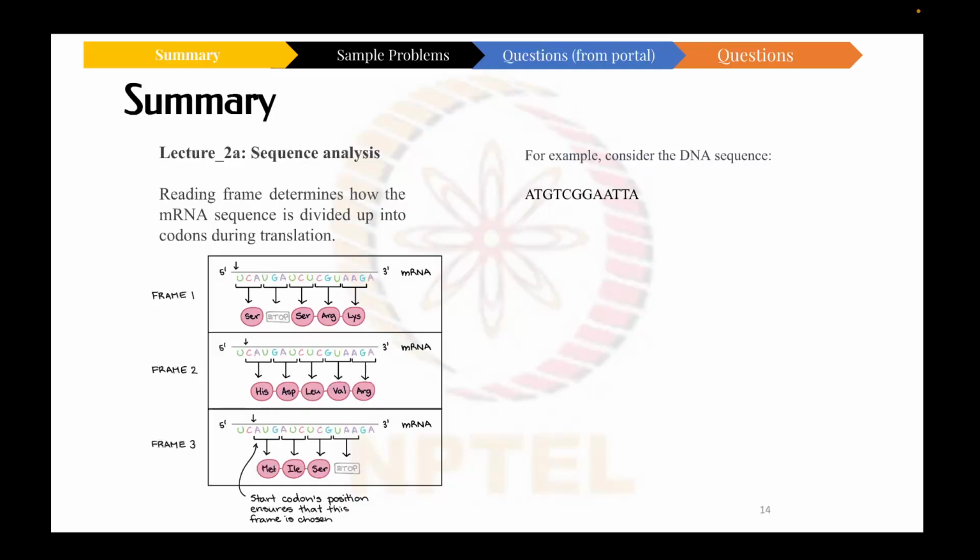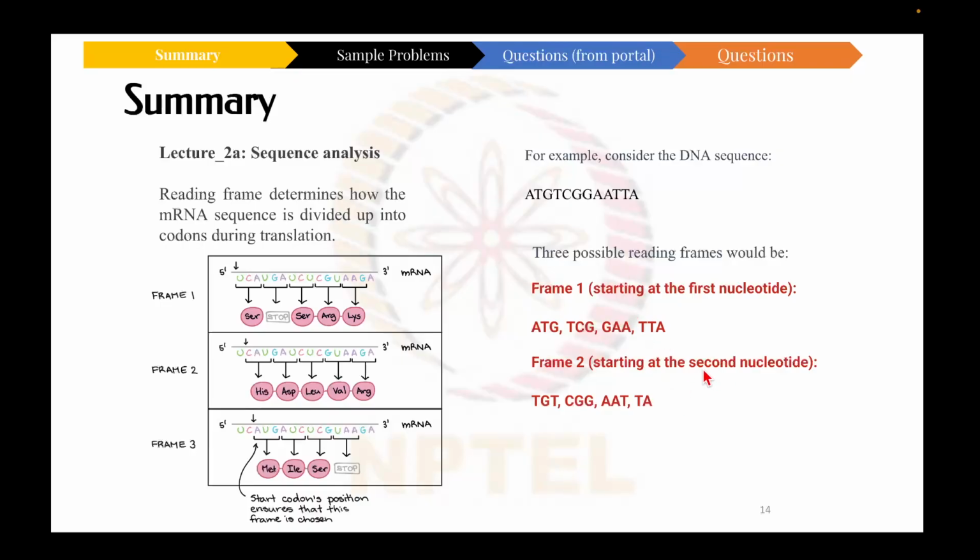So for example, here consider the DNA sequence. Now I wanted to convert this into 3 possible reading frames. The first reading frame starts from the first nucleotide. So ATG is one triplet codon, TCG is one, GAA and TAA. Then frame 2, which starts from the second nucleotide, that means it avoids A and starts with TGT. Similarly, we have frame 3, which starts at the third nucleotide.